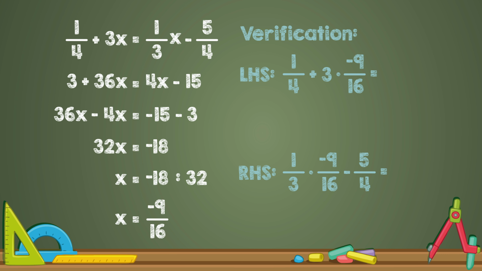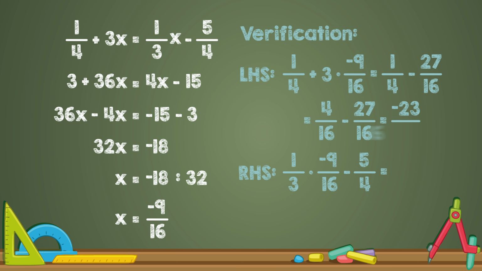We first calculate the multiplication. 3 times -9/16 gives -27/16. We make the same denominator, 16. Then we get 4/16 minus 27/16. And that gives -23/16. We also start multiplication in the right-hand side.